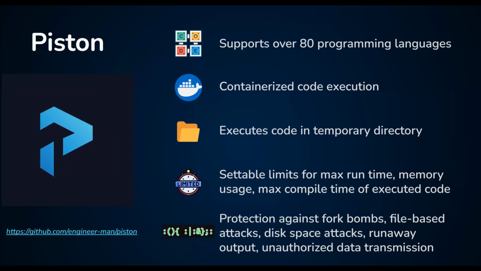In addition to these first two layers of security measures, Piston hardcodes additional steps to confront other common security threats, providing what is hopefully a redundant third layer of security. So a few examples of what it could prevent would be fork bombs and file-based attacks, disk space attacks, runaway output, unauthorized data transmission, and privilege escalation. These are a few of the threats that are specifically accounted for just in case the more general layers of security sandboxing could somehow be circumvented.